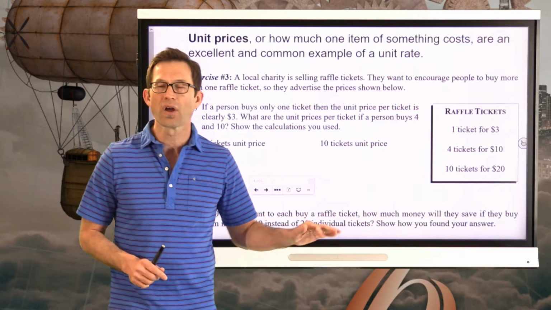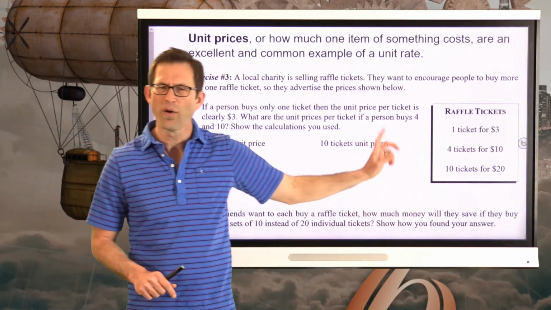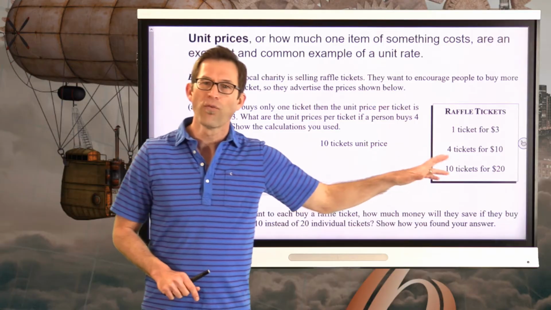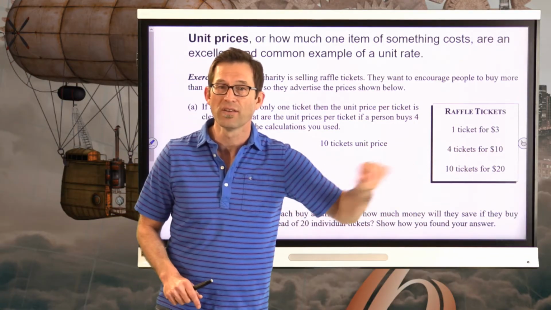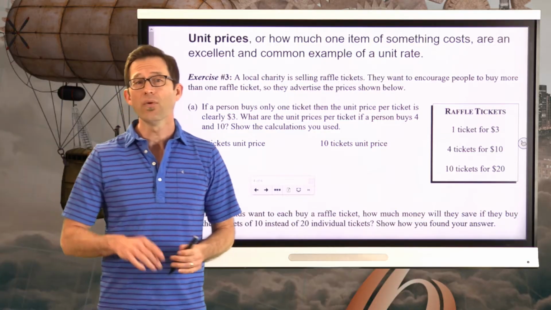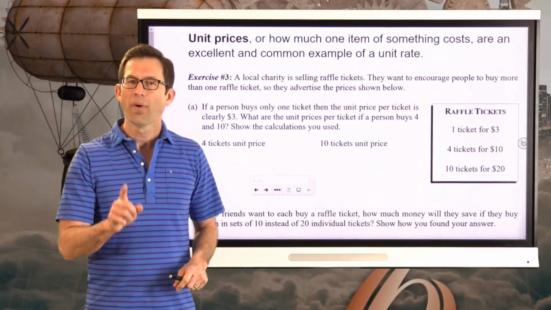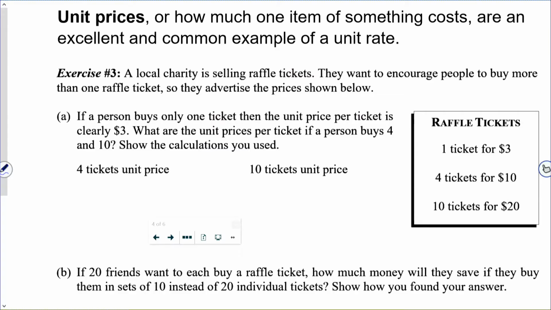Now let's talk about the prices a little bit. So you might go up to a raffle, right? And you'd say, oh, if you buy one ticket, you pay $3. If you buy 4 tickets, you pay $10, and if you buy 10 tickets, you pay $20. And they do that because they want you to buy more tickets. But what's the best deal? Well, let's take a look at that in letter A.